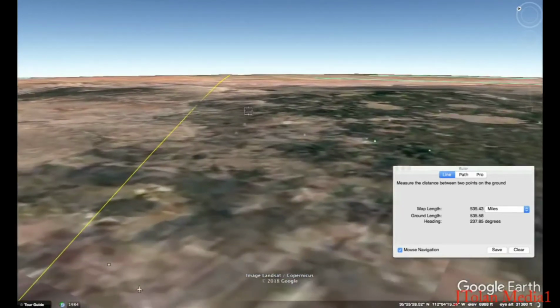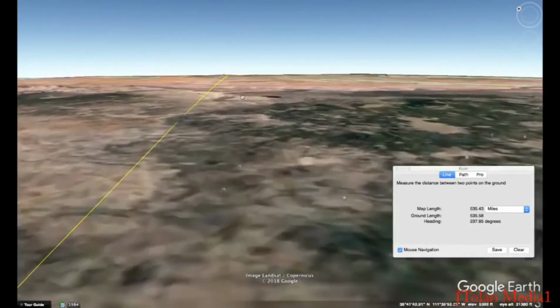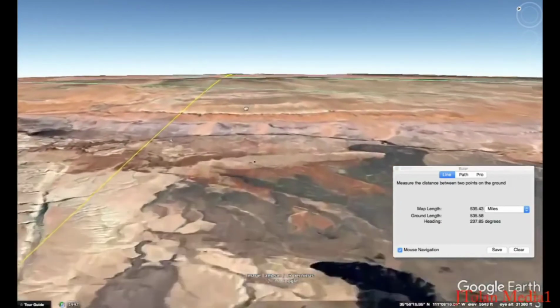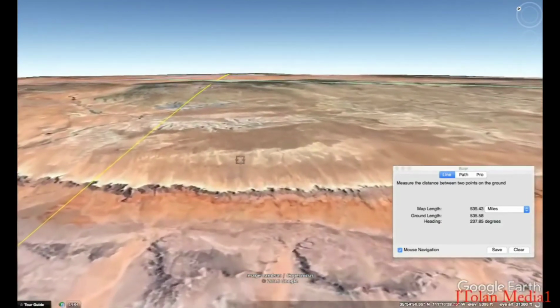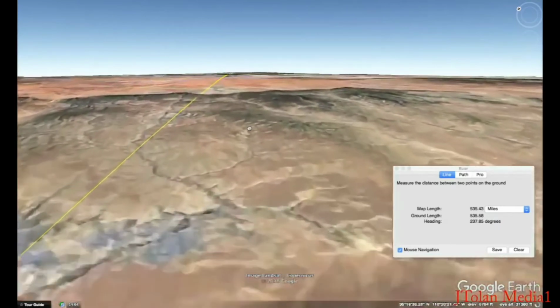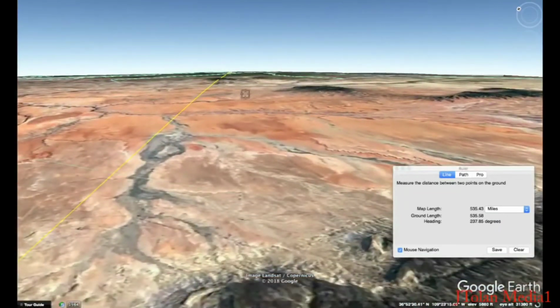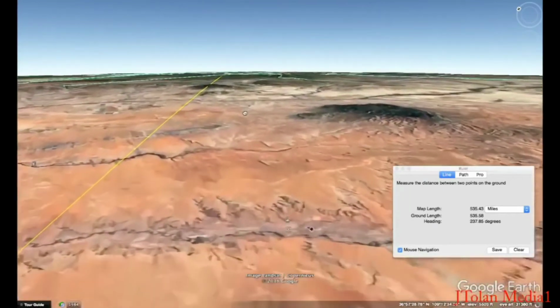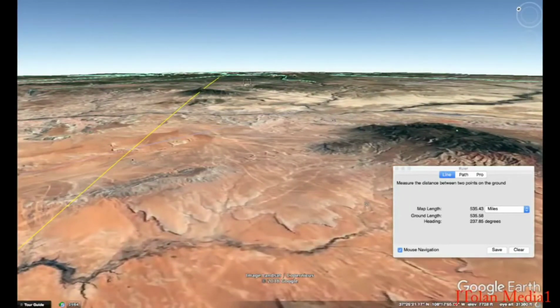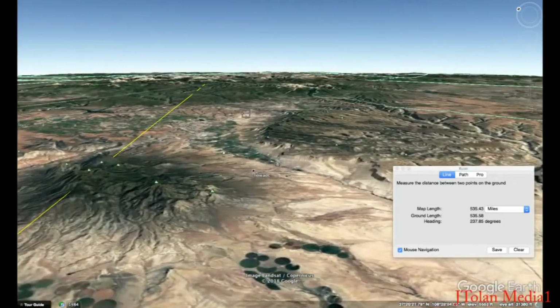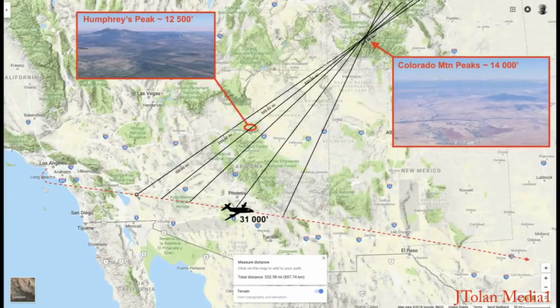I have to scroll here quite a bit to get out to the mountains. This is Navajo Nation land. Here we go. And now we're approaching the 14,000 foot mountains of Colorado. Here's a map illustrating the flight path from Los Angeles.